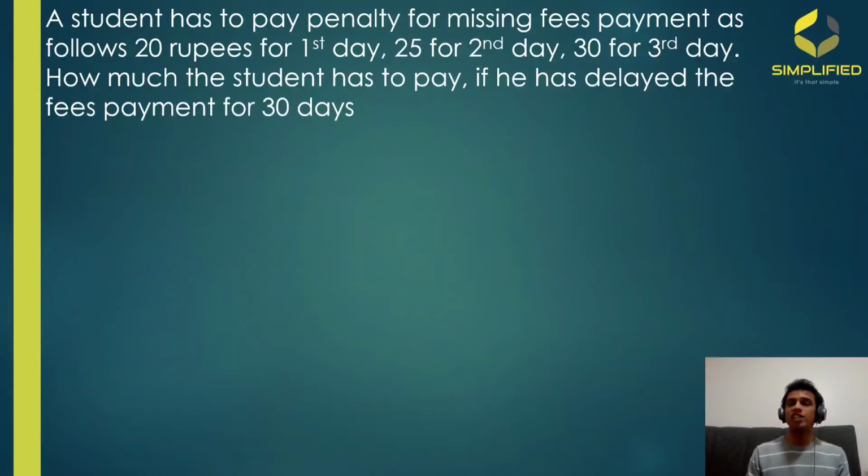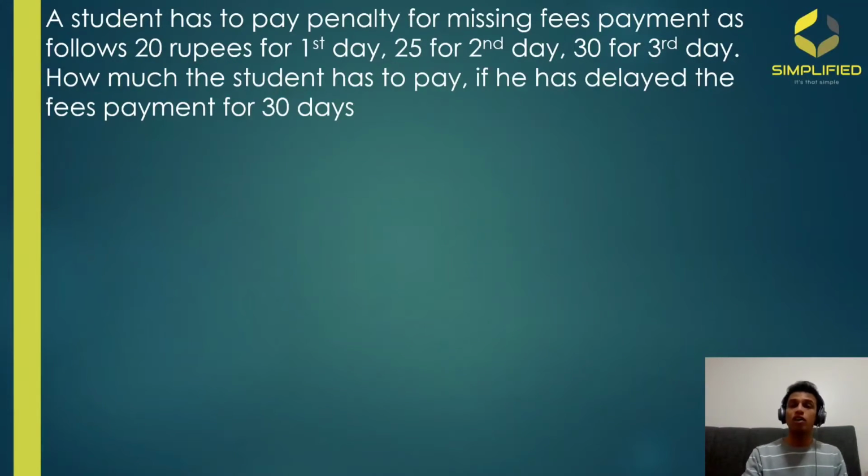Now we are asked to find what is the total penalty he is going to pay if he is delaying the payment for 30 days. We are not asked to find what is the 30th term. We are asked to find what is the total penalty he has paid. So essentially you have to understand that we are not going to find n over here in this question. We are asked to find the sum of arithmetic progression in this question. So once you get that idea, we can start doing.